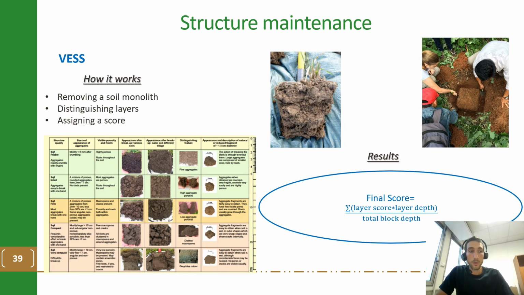To finish, the VESS, a visual assessment of soil structure. A monolith of soil 25 cm deep is extracted from the soil. A score is awarded for each of the horizons identified based on various criteria that broadly correspond to the shape and size of the aggregates and the degree of soil compaction. The weighted average of the score awarded to each of the horizons divided by the total depth of the block gives us the final score.